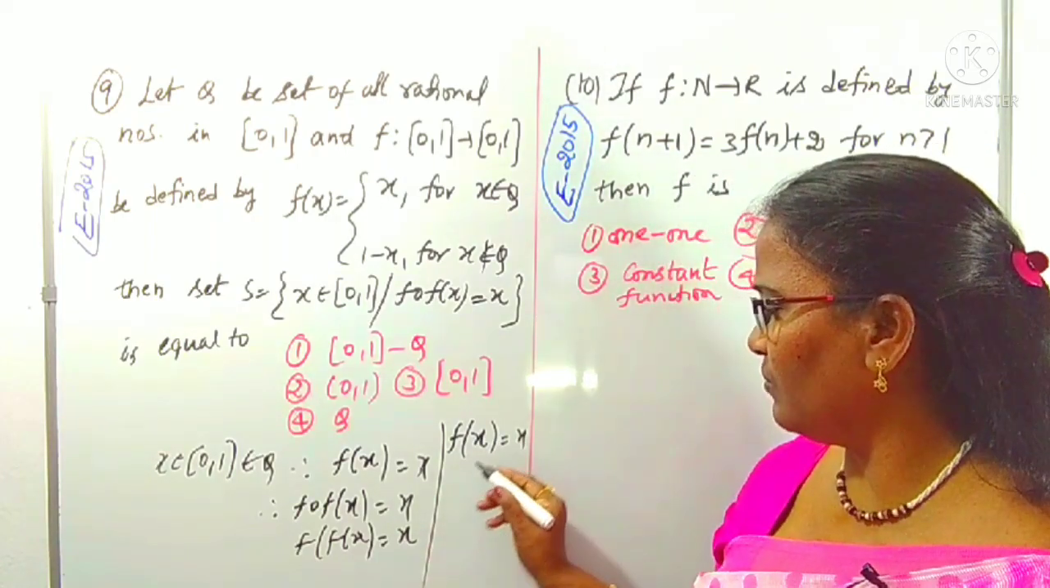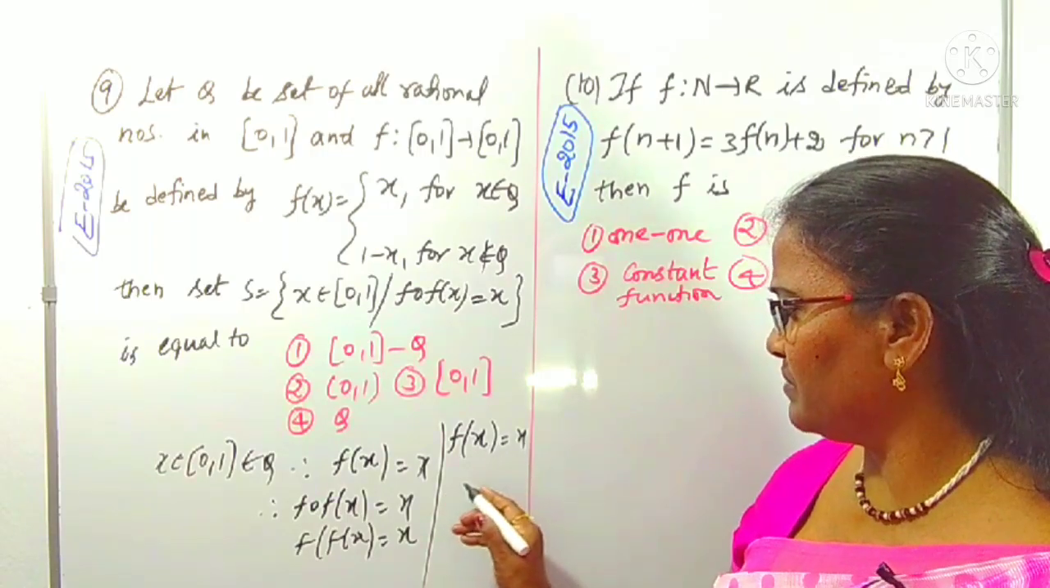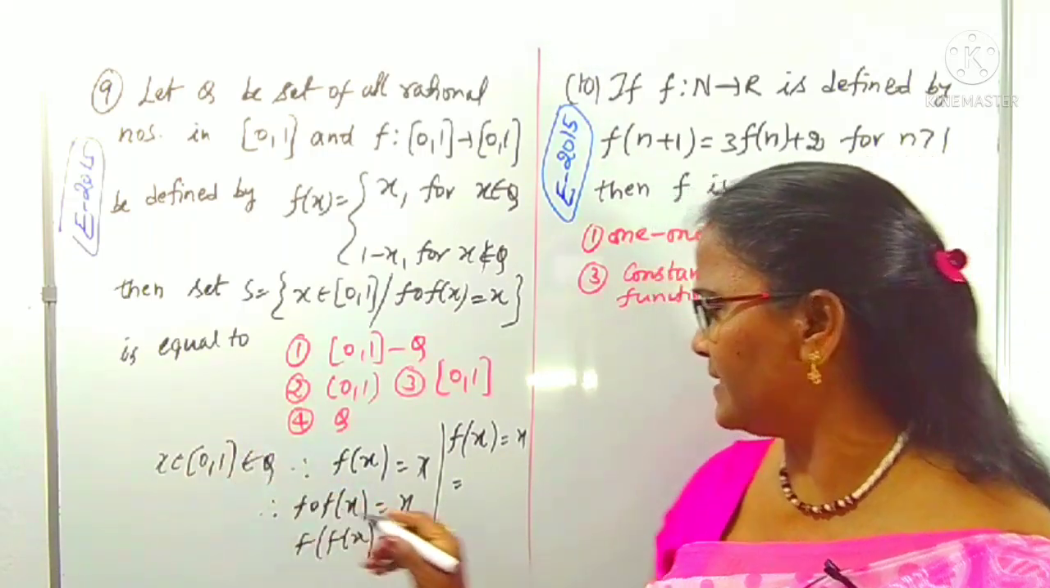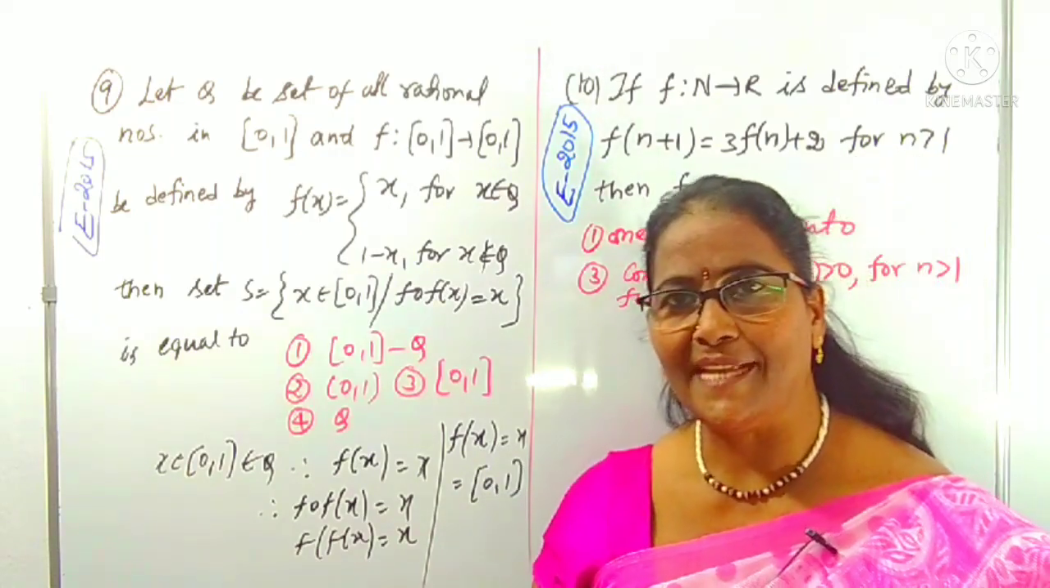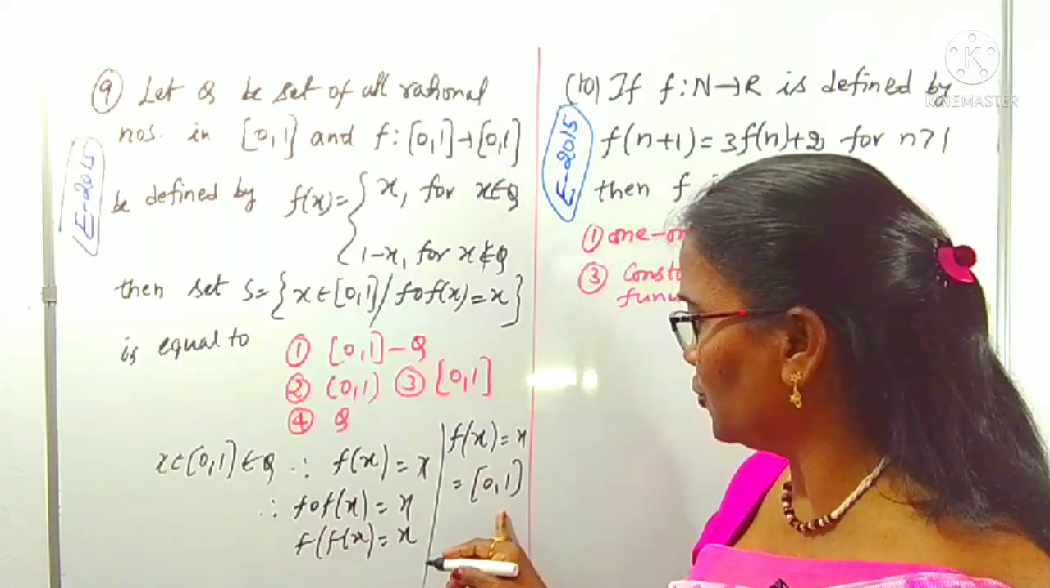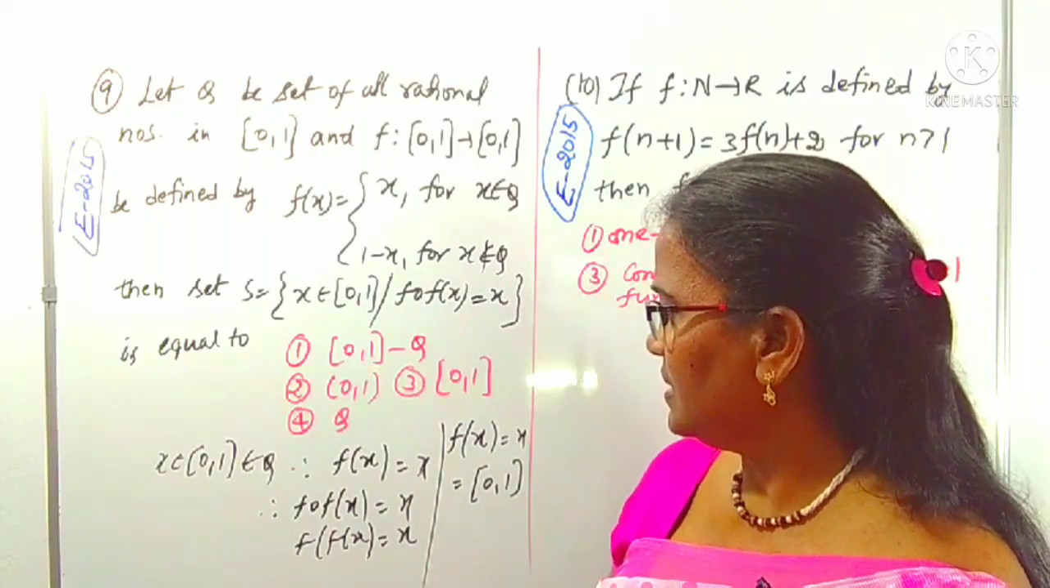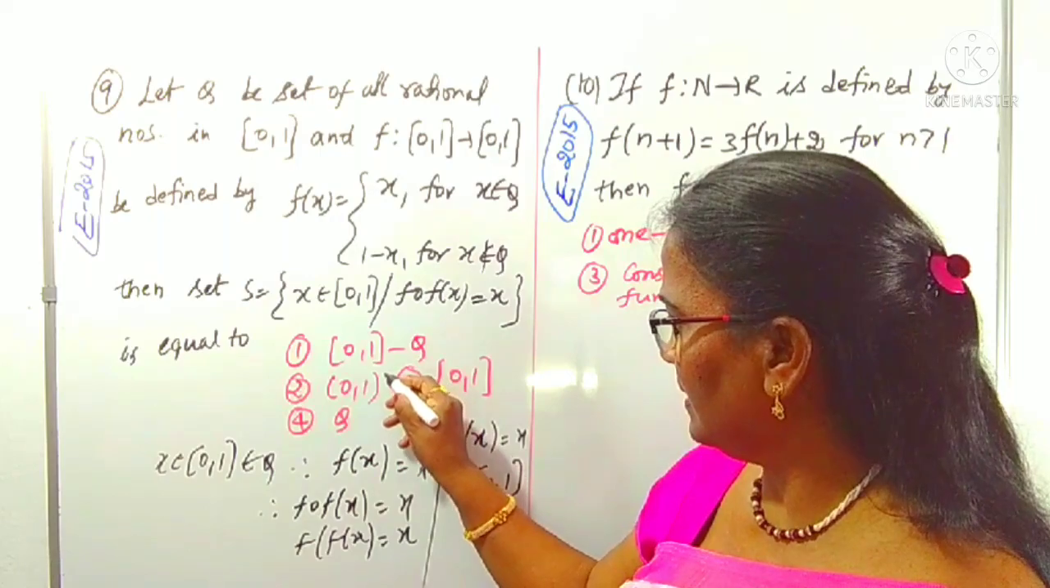f of x is equal to x means I can get the same result again. That is the closed interval 0 to 1 only. Same result only we can get. Closed interval 0 to 1. That means clearly which option? Closed interval 0 to 1 is clearly the third option.